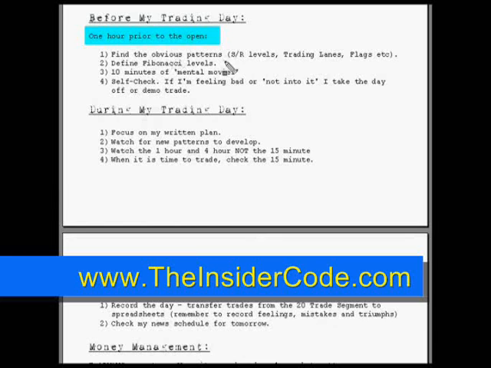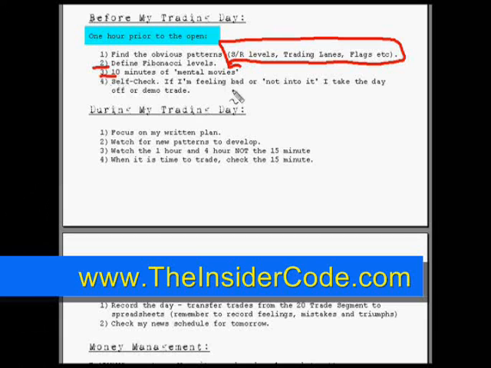Okay, so we want to find the obvious patterns. So this is where we're going to investigate the market, support and resistance levels. Now, this is all stuff we should have been doing the day before, but this is going to help us to remember and remind ourselves what's going on. You want to define the Fibonacci levels. You want to do 10 minutes of what I call mental movies.